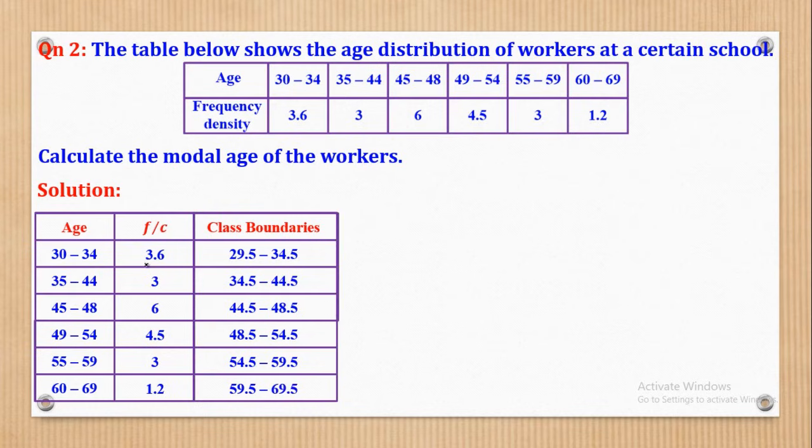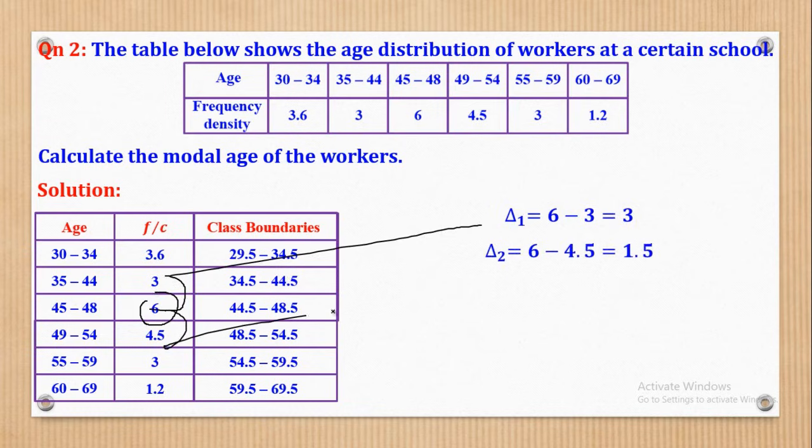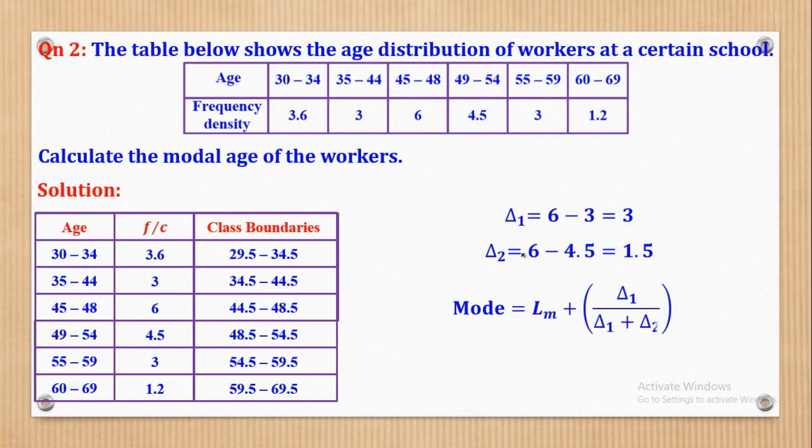Now next is to calculate. The first thing to do is to identify the modal class. So here the modal class, this is the highest. So delta 1 will be this minus this, which is that, and delta 2 will be this minus this, which is this. Okay, the next is to code the formula and substitute to get the modal age they wanted.